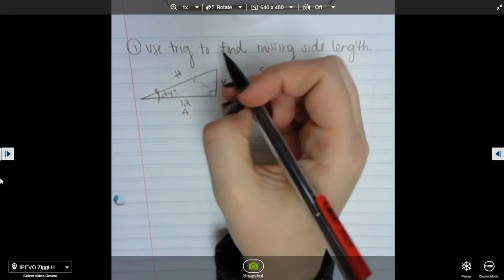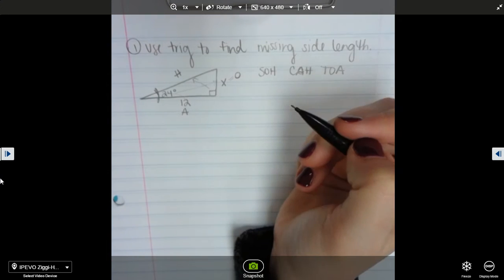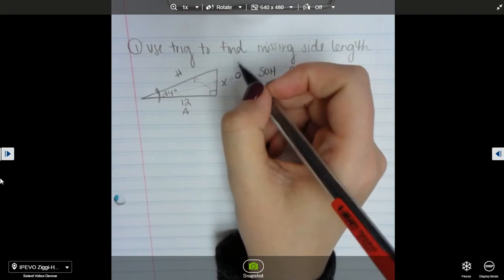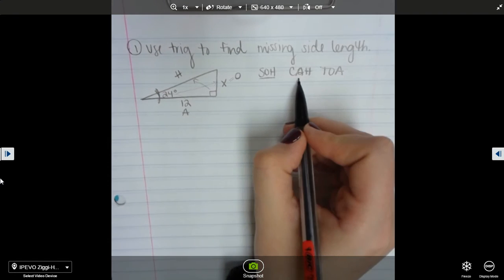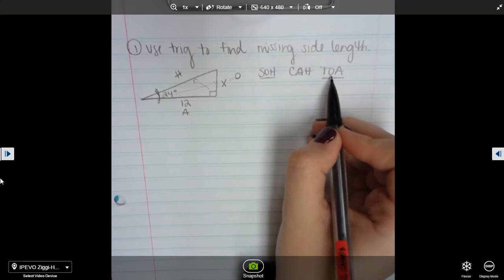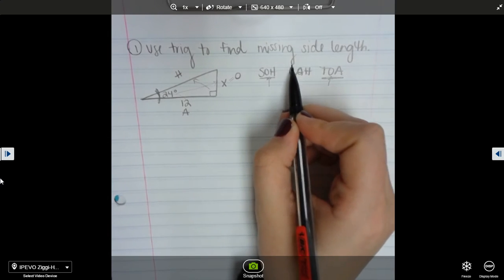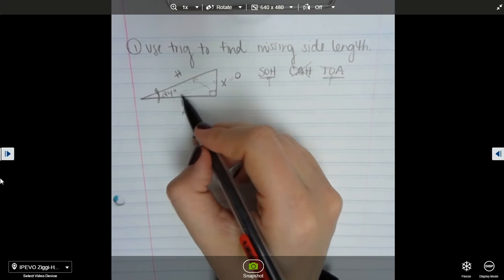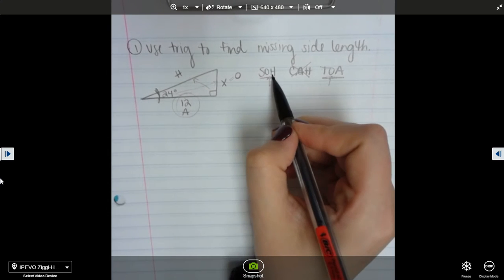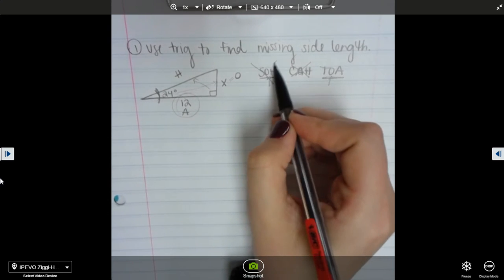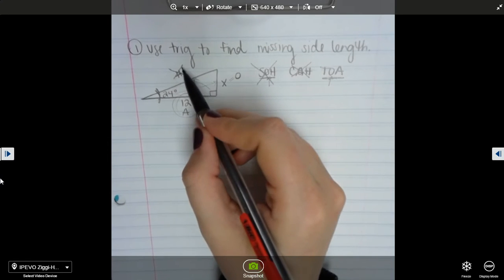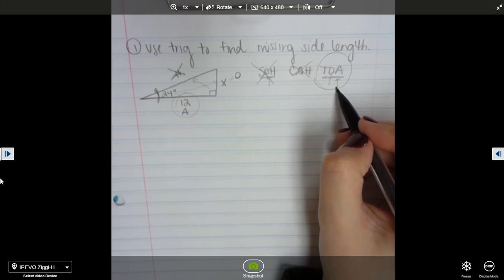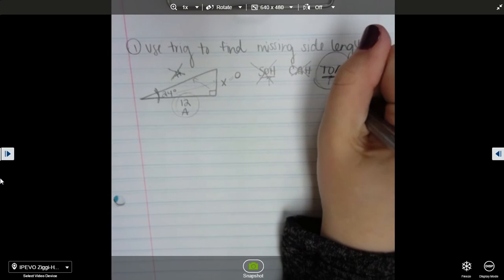So here we have X being our opposite, and we want to find that. So we're going to use either SO or TOA because they both have O's in them. We're not going to use CA because that's not going to help us find our opposite. And the information that we have given to us is A is 12. Since SO doesn't use A, and we don't know what H is, we're going to use TOA since we have A and we want to find O.